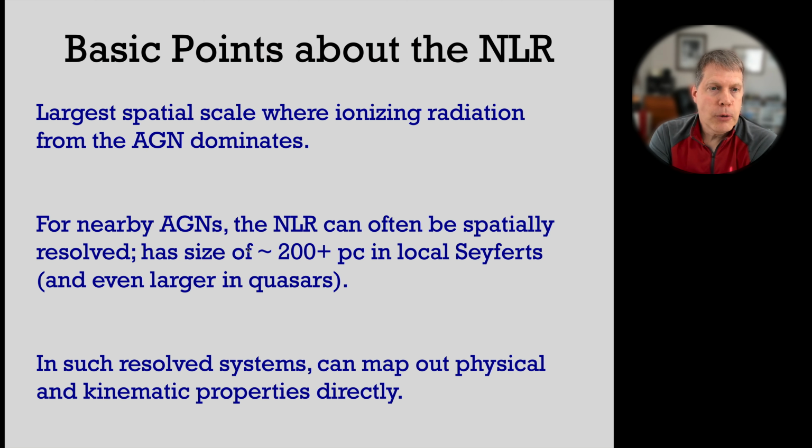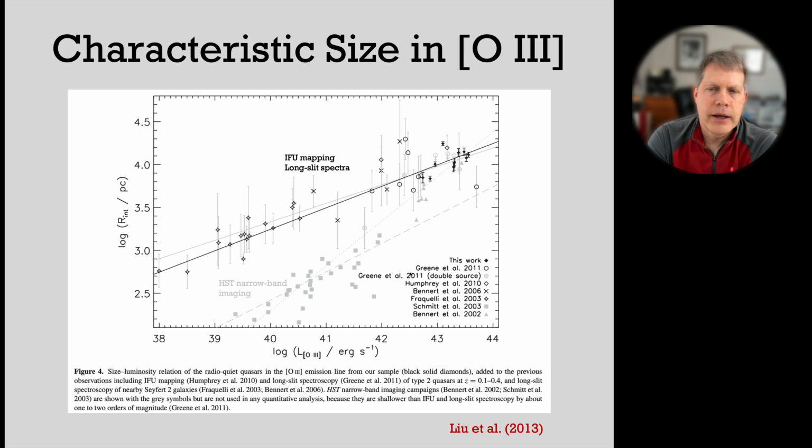For nearby AGNs, the narrow line region can often be spatially resolved, and it has a size of 200 plus parsecs, even in local Seyfert galaxies, and can be even larger in quasars. And in fact, here is a nice plot that illustrates that. This plot shows, as a function of O3 luminosity, the characteristic size, and this is a logarithmic scale here in parsecs, for the forbidden O3 emission.